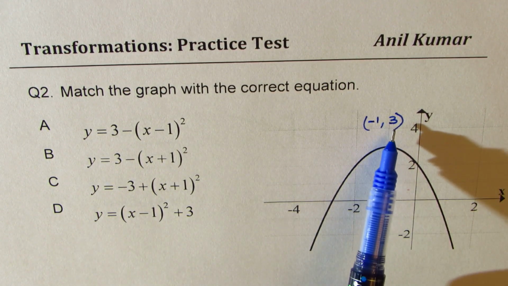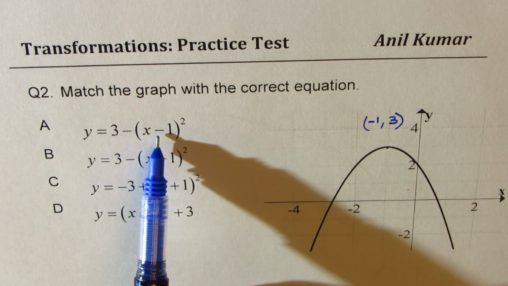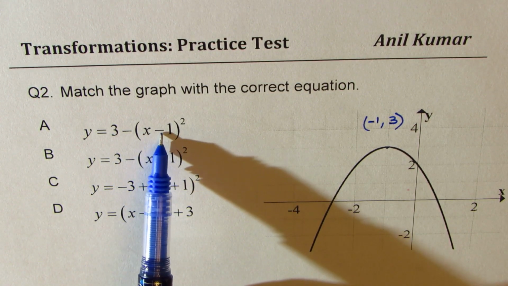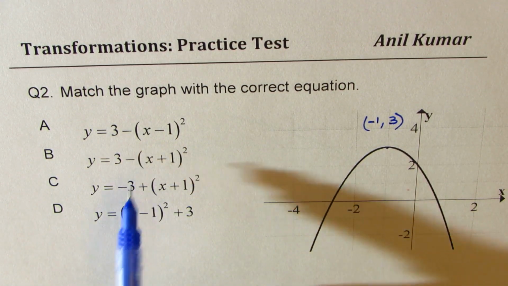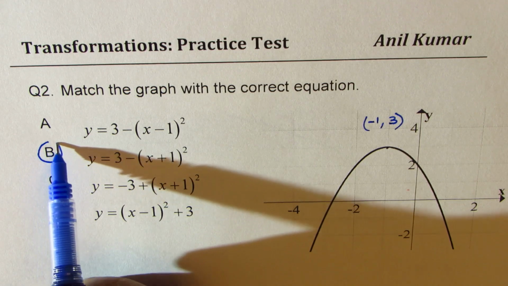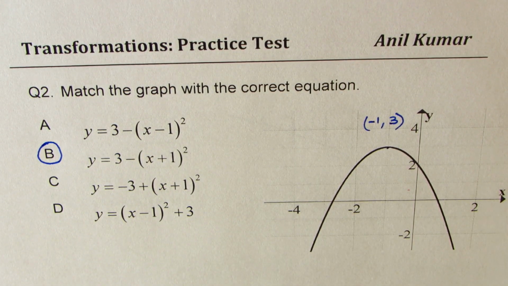So vertically up by 3, negative means reflection, and this will not match because that means towards the right. It is towards the left. So option B is the right option. Okay? So option B is the right option. Vertex at minus 1, 3, opening downwards.